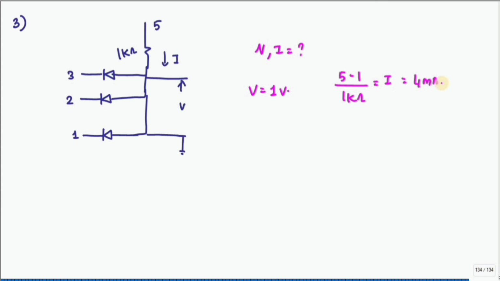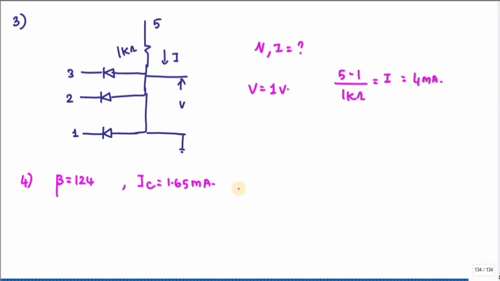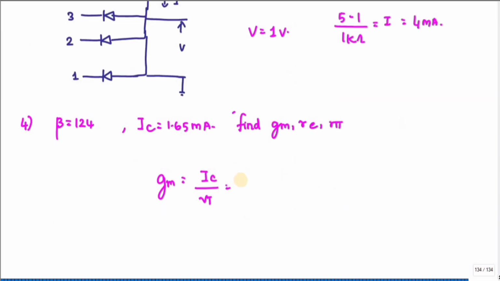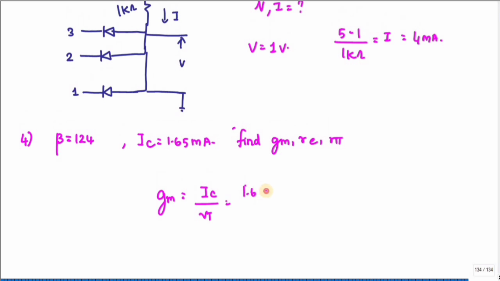So what does V? V is the minimum value, that is 1 volt. So the next problem is they are given beta is equal to 124, IC is equal to 1.65 milliamps, and find the GM, RE and R pi. So GM equal to IC divided by VT. So IC value is 1.65 milliamps and VT is 25 millivolts.